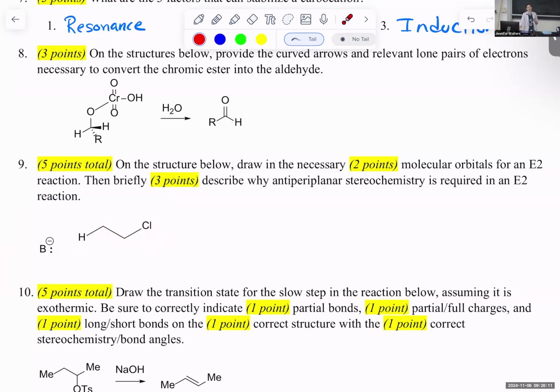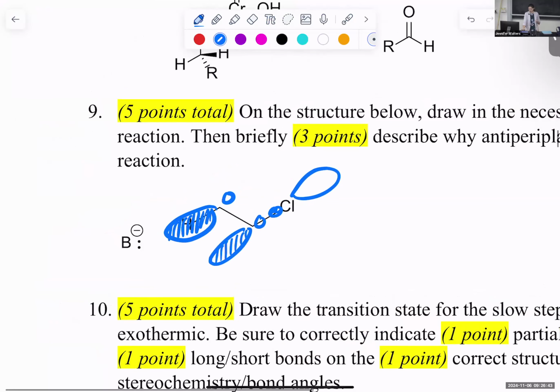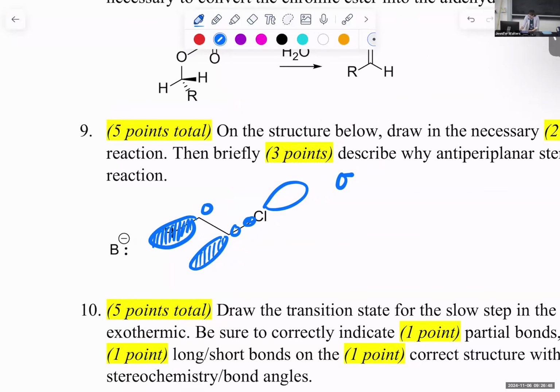The reason why we have to be antiperiplanar, which is the next part of this, describing why we are antiperiplanar, is because you need this sigma orbital to be parallel to the accessible sigma star, right? So knowing that those are the orbitals that I need, I need to draw in my sigma orbital and my sigma star for that one.